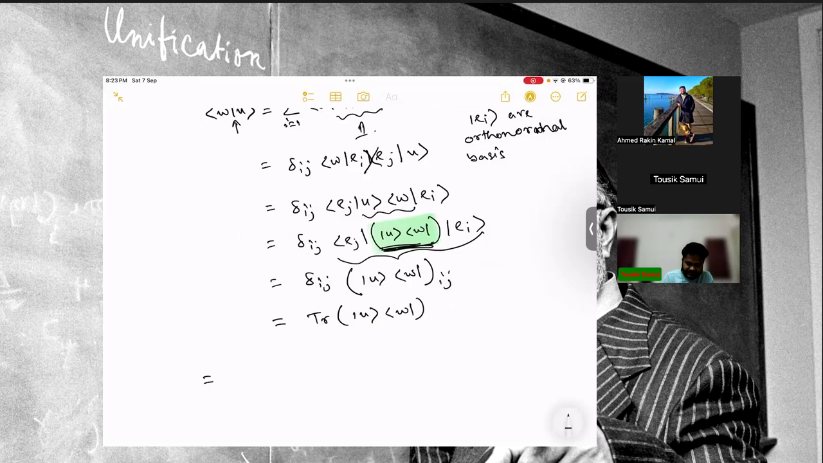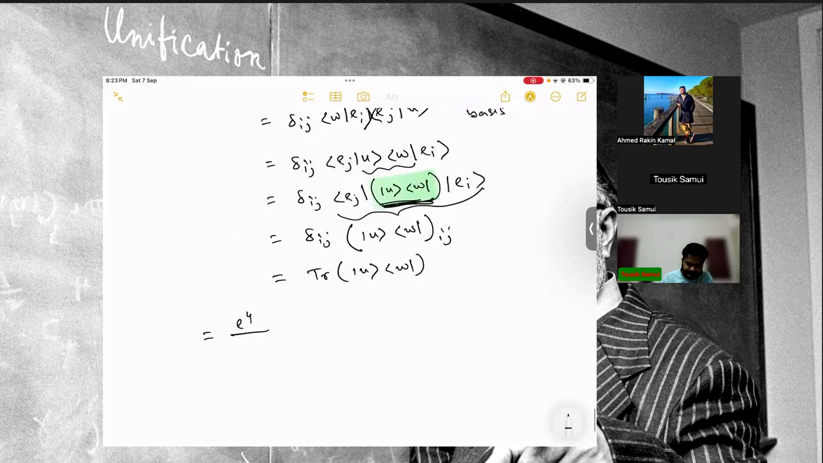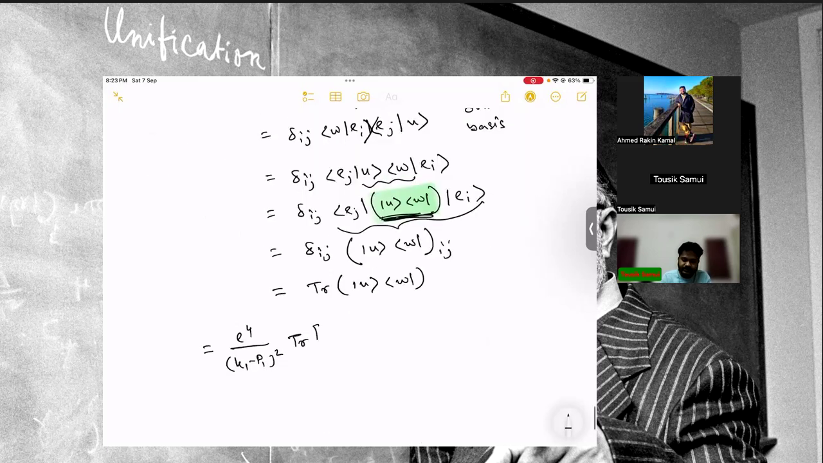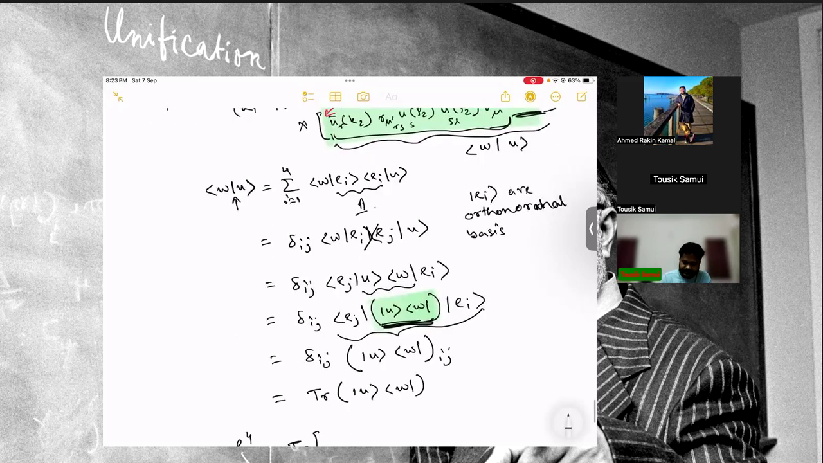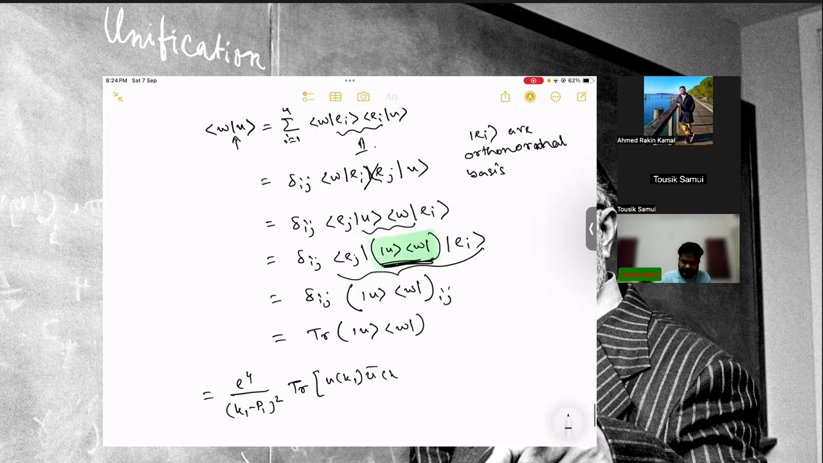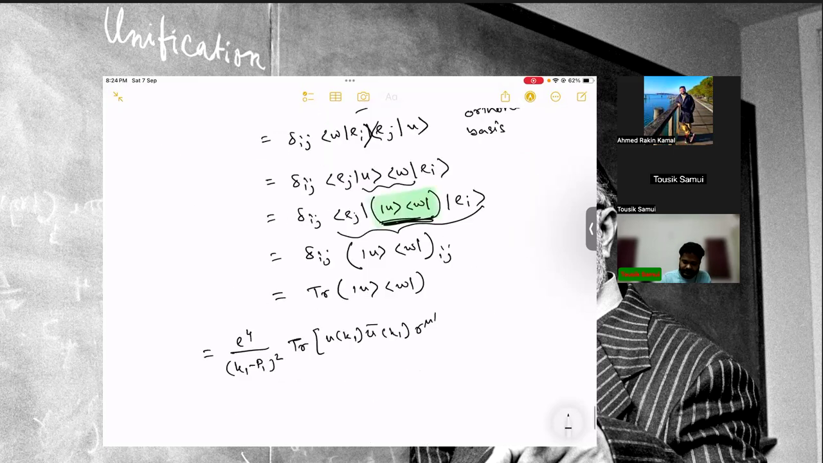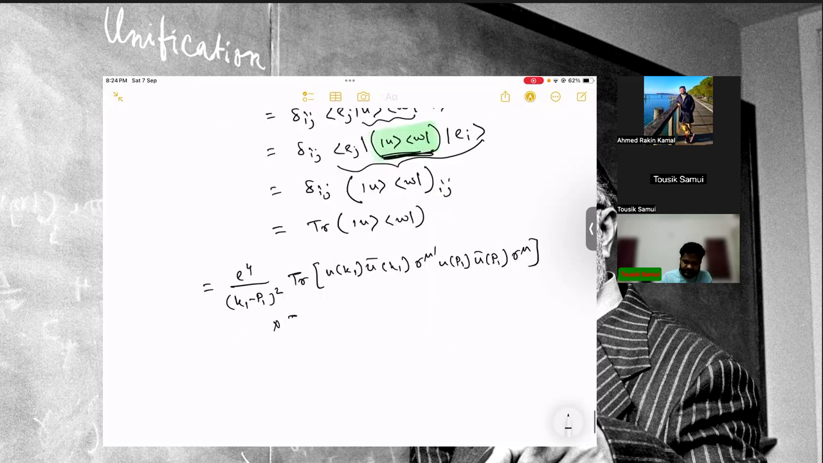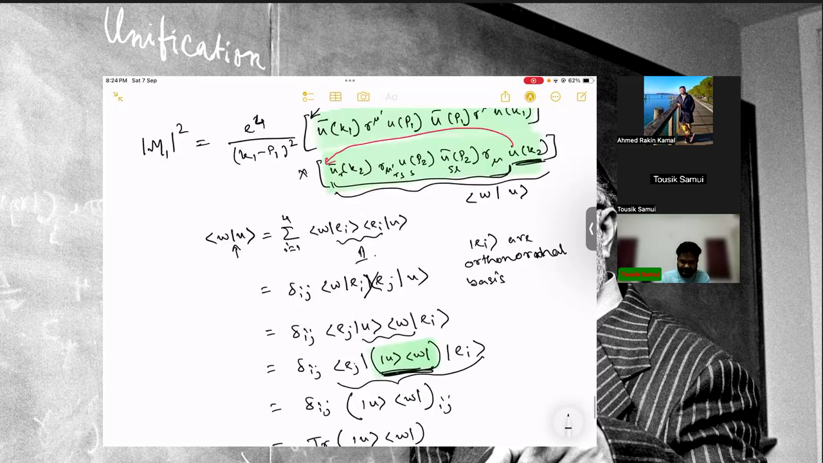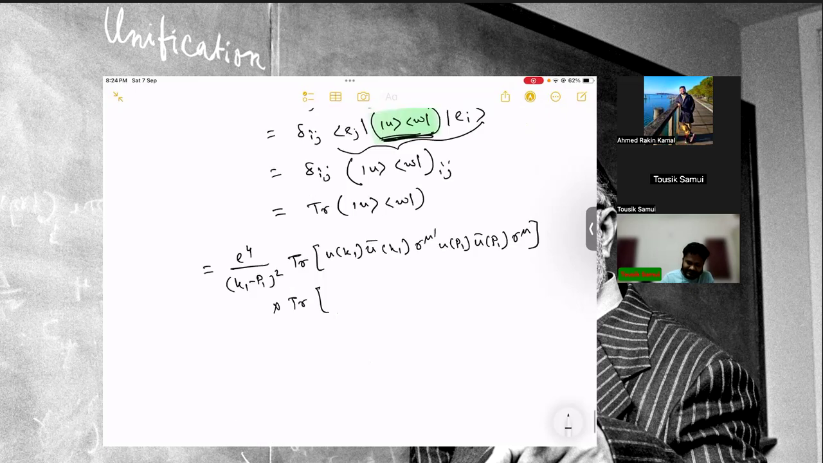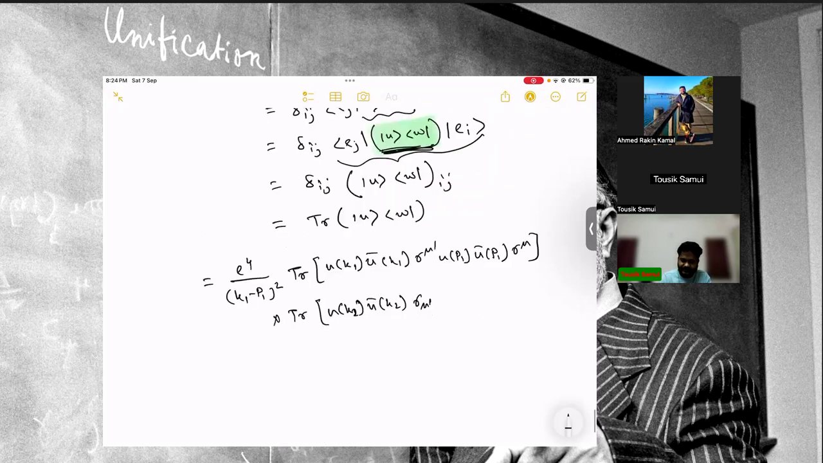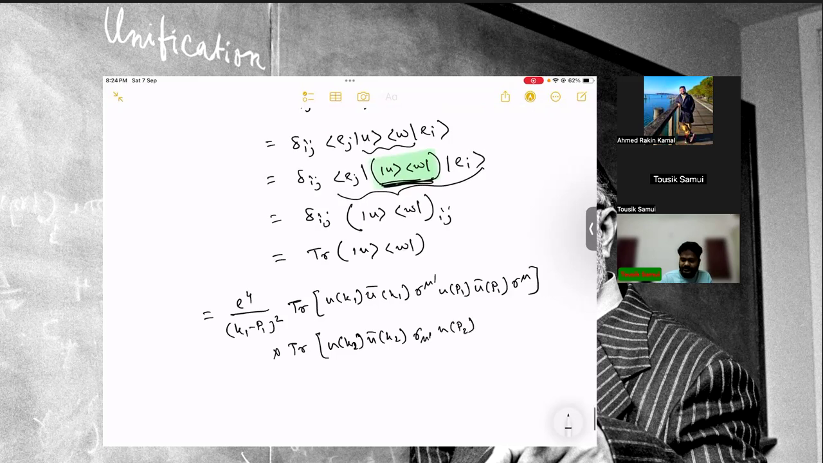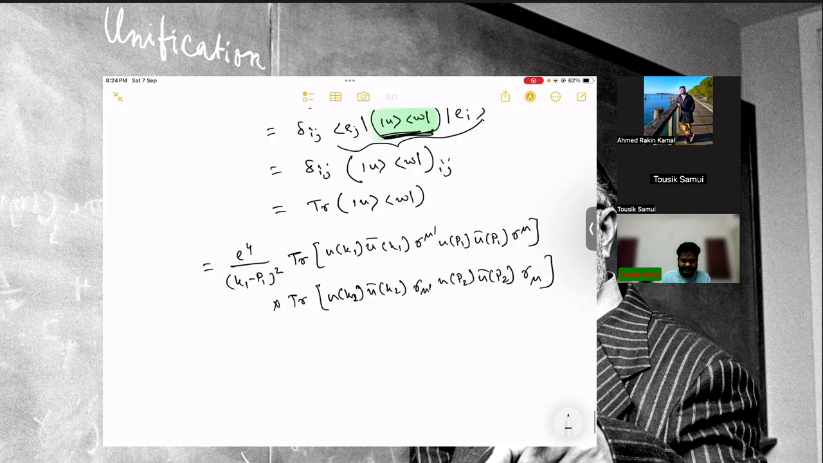So it will be essentially e to the power 4 over, then it will be trace of u(k1) ū(k1) gamma u′ ... k2 ū, and then gamma u(p2) ū(p2) and then gamma. So eventually we will get this thing.